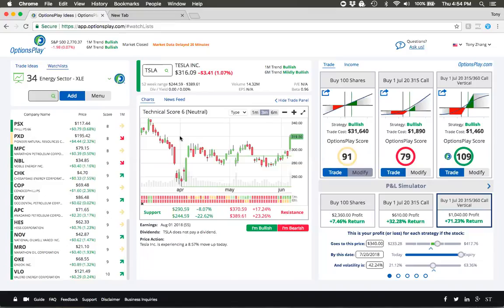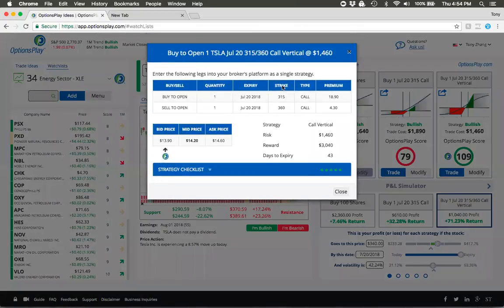Doug's asking, how do I get the trade plan from OP to my broker? Really simple. You click on the trade button and we will tell you exactly how to enter this trade into your broker's platform.